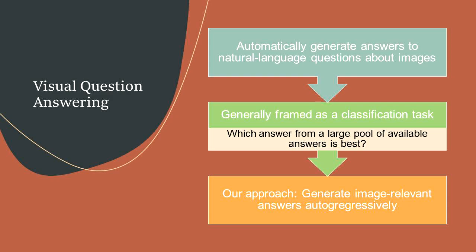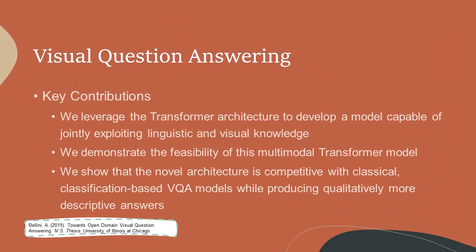We decided to experiment with a different framework that models VQA as a fully generative task. Rather than being selected from an answer pool, answers are generated autoregressively by a multimodal language model. Our key contributions are as follows. We leveraged the recent popular transformer architecture to develop a model capable of jointly exploiting linguistic and visual knowledge, and demonstrate the feasibility of that model for our task. We then show that our novel architecture is competitive with classification-based VQA models while producing qualitatively more descriptive answers.